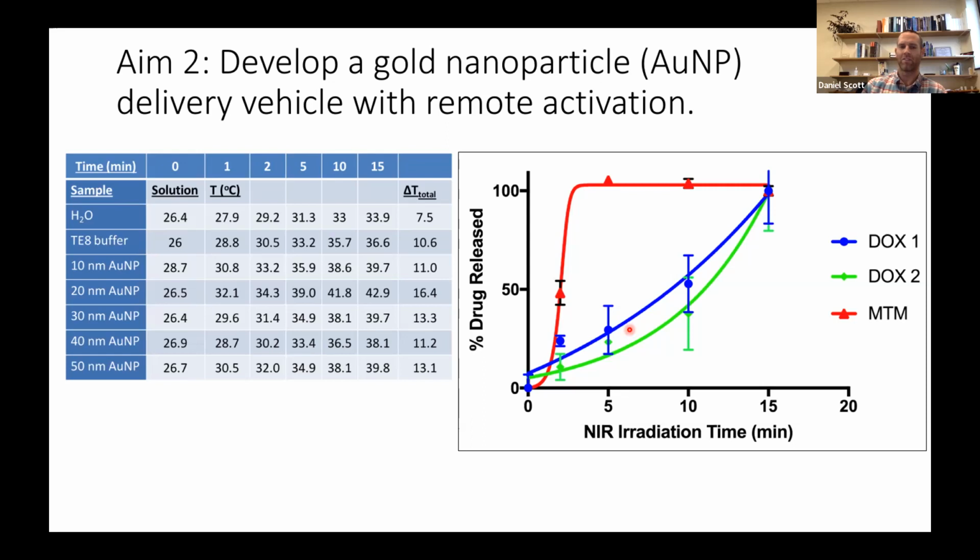So next steps with this are to try to actually put our new Mithramycin drugs that we're making in our nanoparticle and release that, but then also do some cytotoxicity assays with our cancer cells and see, again, what the toxicities look like with irradiation with our near infrared light.